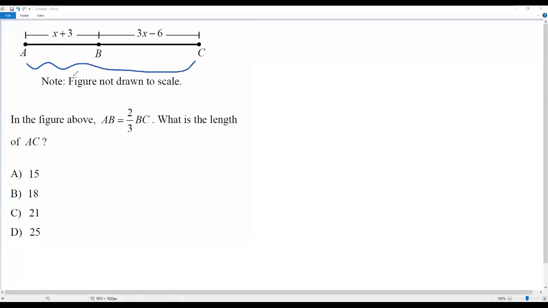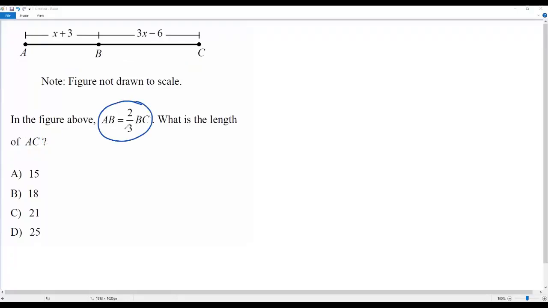Okay, so to find the length of AC, first I have to solve for x. Once I get the value of x, using it, I can find the length of AB by plugging x into this expression, and also evaluate this expression 3x - 6, which represents the length of BC. Once I get the length of AB and BC, I can add them to get the length of AC. Now our aim is to solve for x.